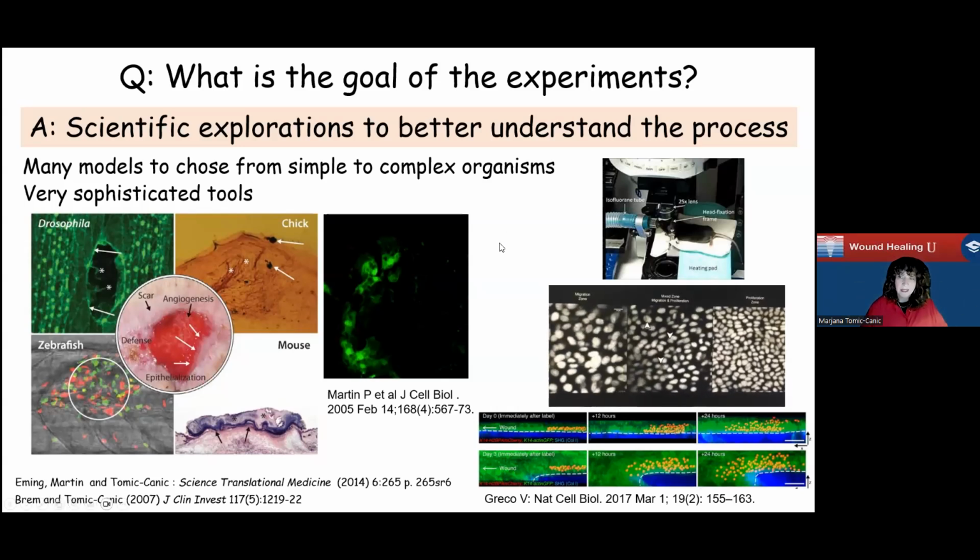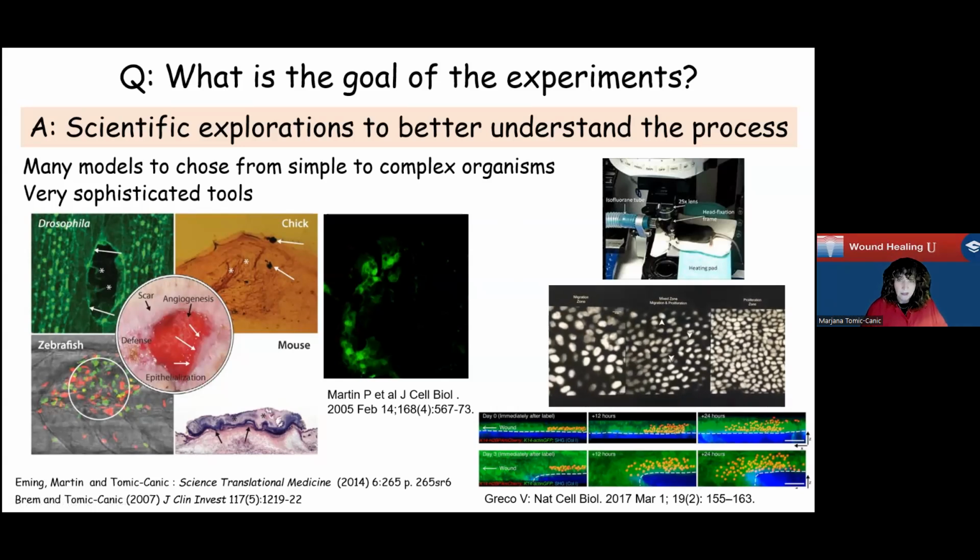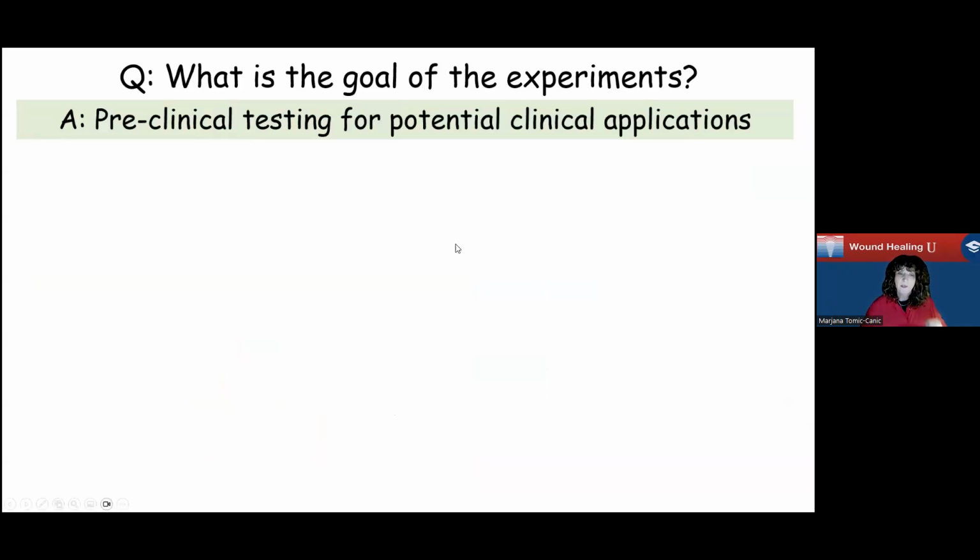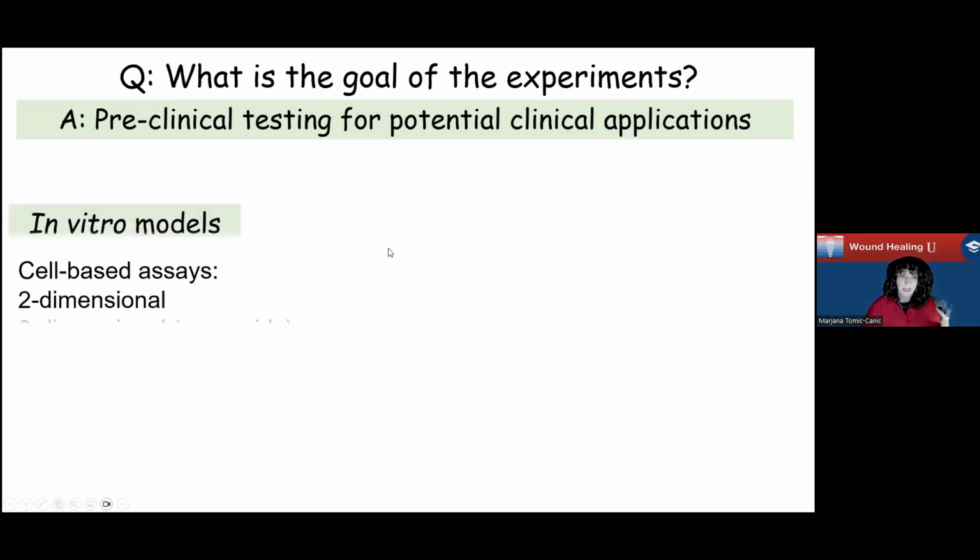So there is a tremendous amount of models to study wound healing. However, if your focus is to perform preclinical wound healing testing for potential clinical applications, then the number of potential models becomes narrow, right? In terms of really relevance to the actual human samples, because we are talking about clinical applications, which means this will be brought to patients.